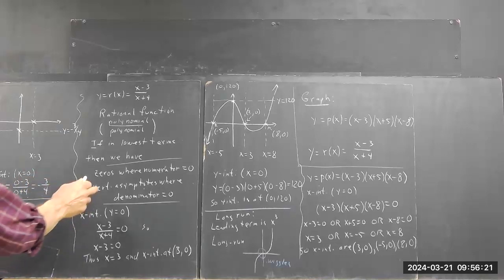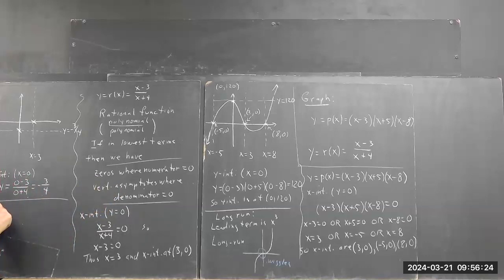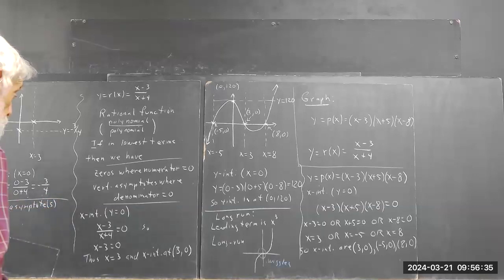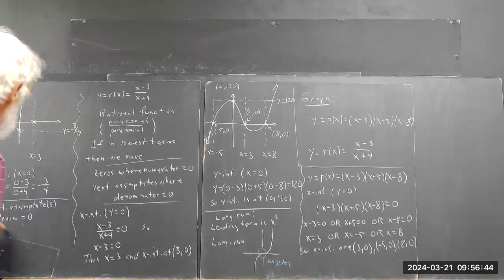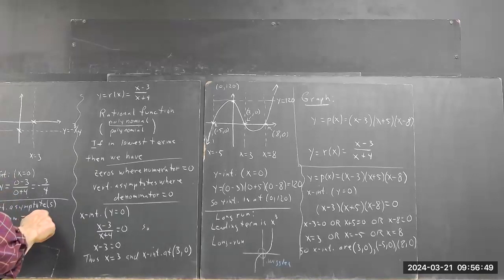Now we get to vertical asymptotes. Maybe just a single asymptote, maybe multiple asymptotes. This occurs where the denominator equals 0. Well, the denominator is x plus 4. So we write x plus 4 equals 0. We solve that, we get x equals negative 4.